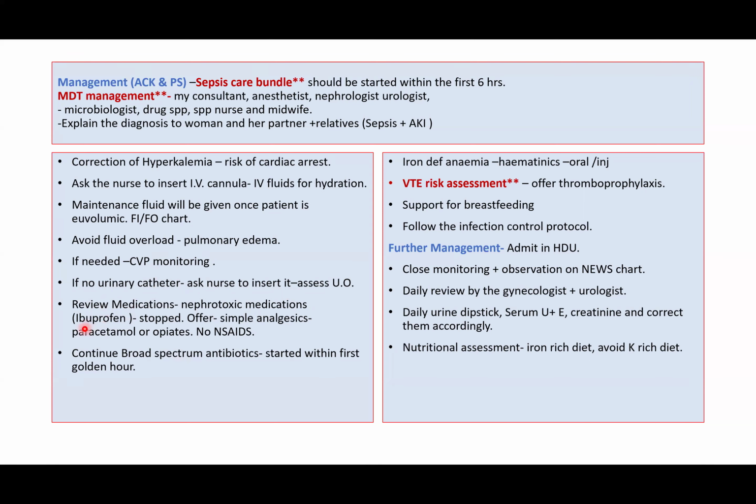nephrotoxic medication, like if patient is having ibuprofen, it has to be stopped. And I will offer simple analgesics like paracetamol or opiates, but no non-steroidals. Continue broad spectrum antibiotics, and it has to be started within the first golden hour. She is having iron deficiency anemia, so she can be given hematinics orally or injections.